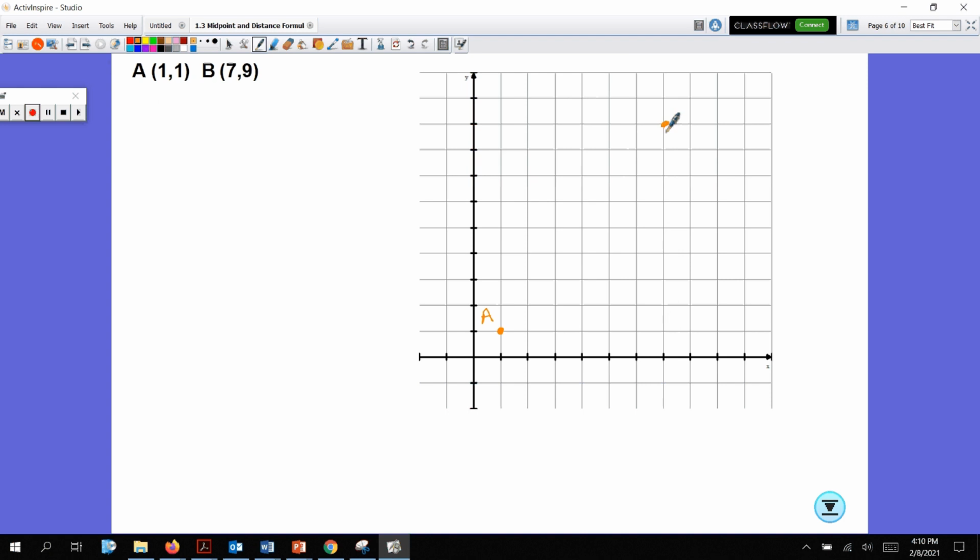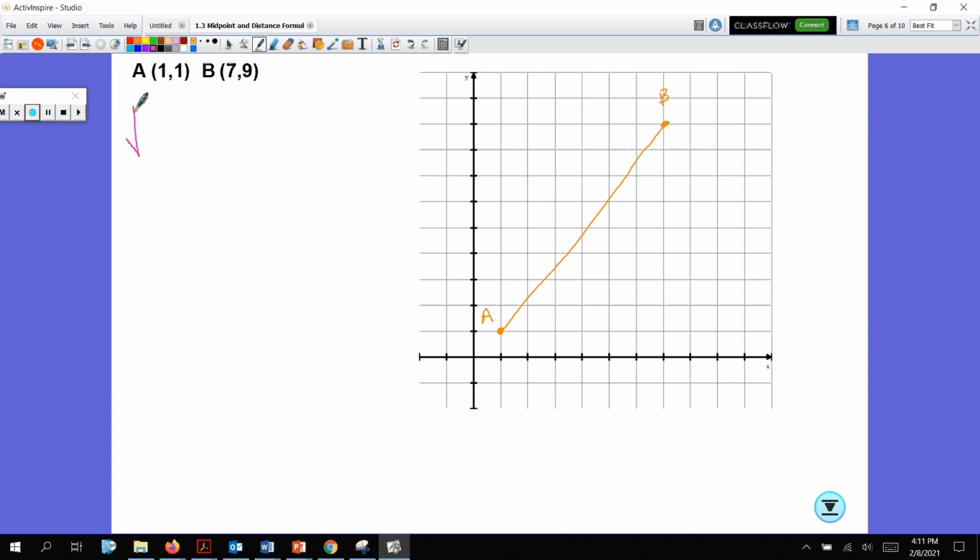All right, I'm looking for the distance from A to B. What is this length? Okay, now I can't count the units because it's on the diagonal and it's not evenly split on a diagonal either. But what I can do is plug it into the distance formula.